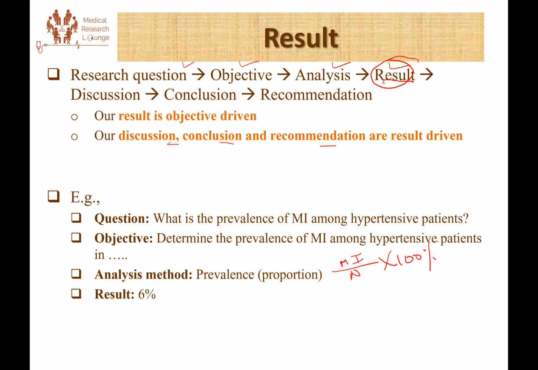And let's say we get a result of 6%. Discussion means, what does this 6% mean? We have to attach a meaning to this 6%. We're not just interested in the number. Rather, we want to understand what this 6% means in the context of a number of factors. So this is the process of arriving at your result based on your research question.